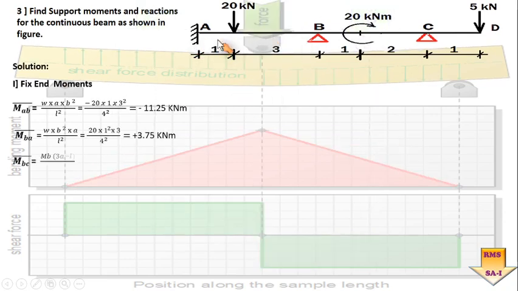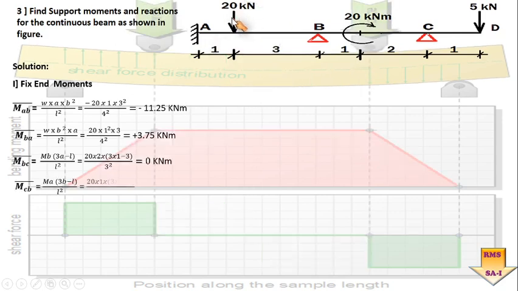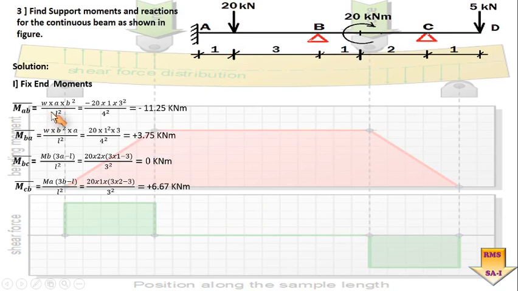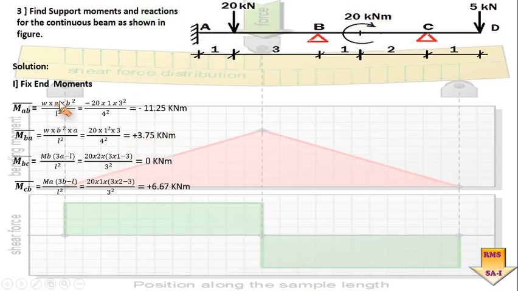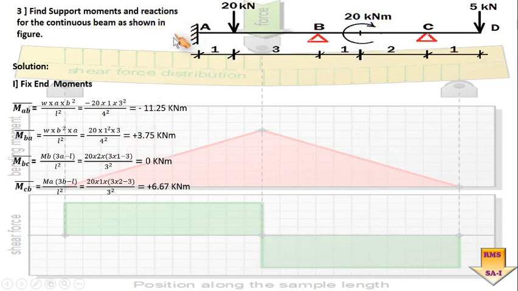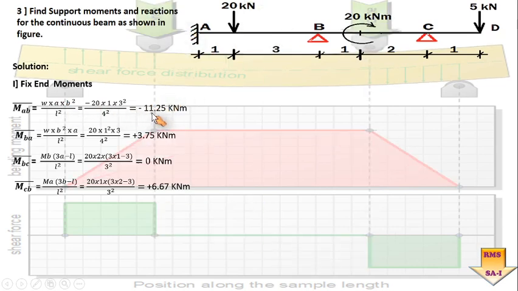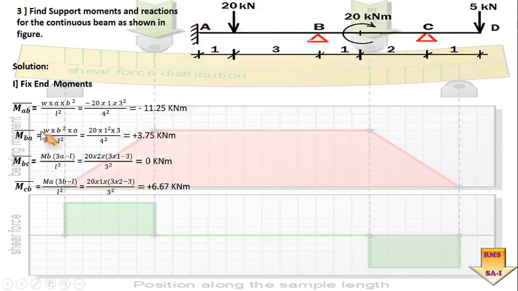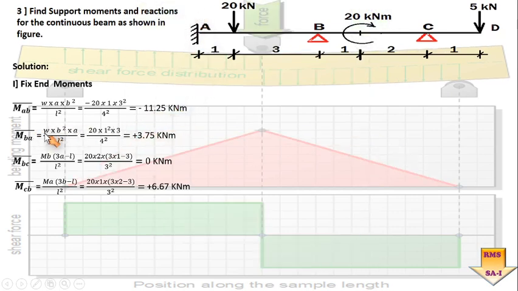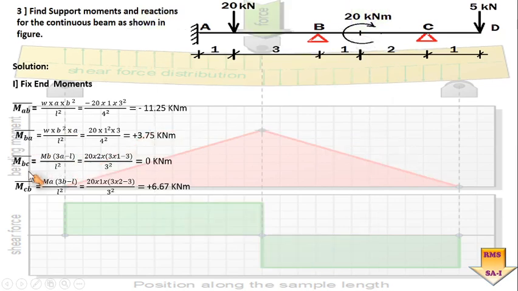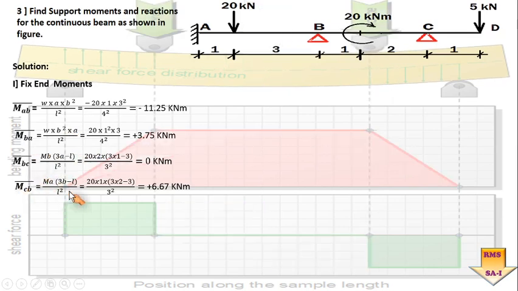This first span forms a standard case with a point load with an eccentricity. So we know the standard formulation for that. Putting appropriate values for the loads and the spans, we get a fixed end moment about point A equal to minus 11.25, minus because it is anti-clockwise. Accordingly, we put the values of the various parameters into these formulas, and we get the fixed end moments MBA, MBC, and MCB.